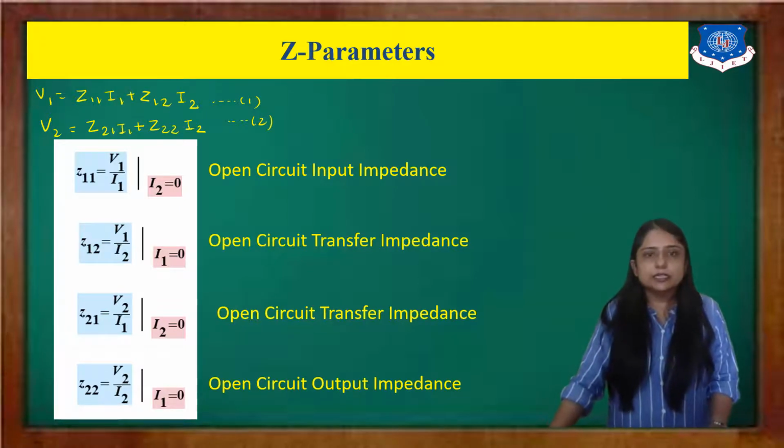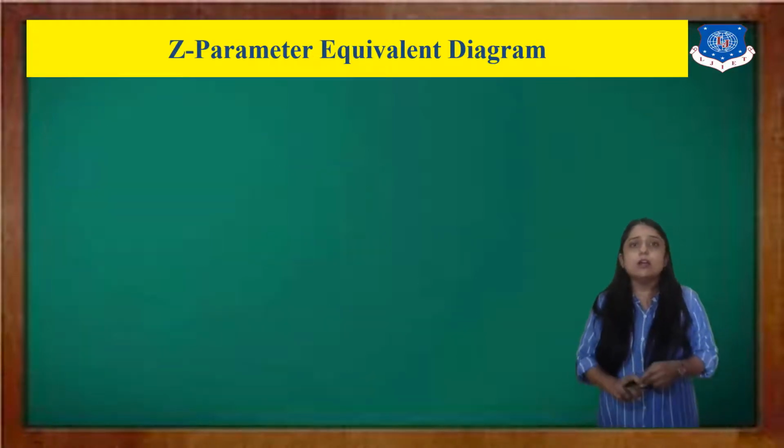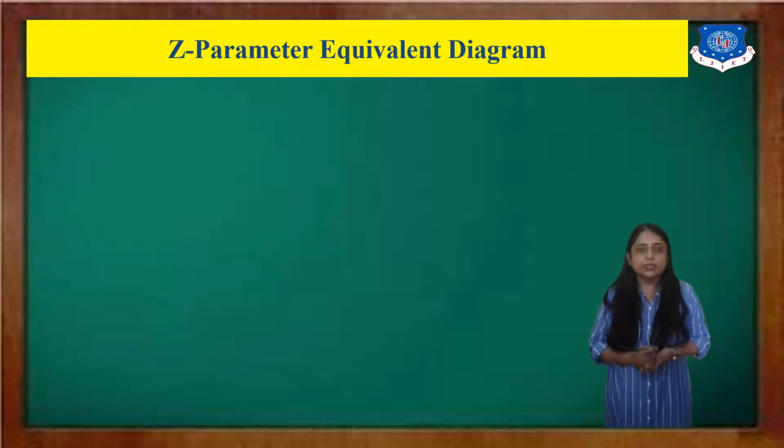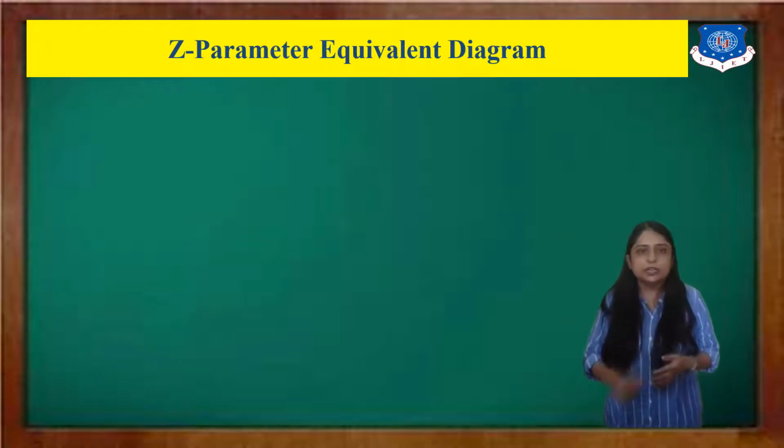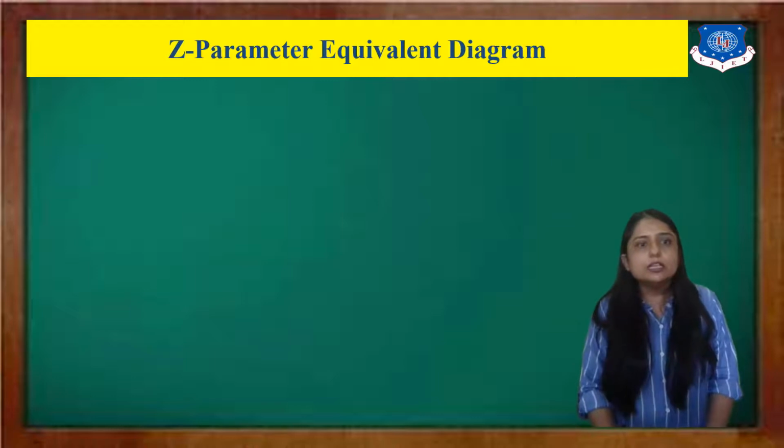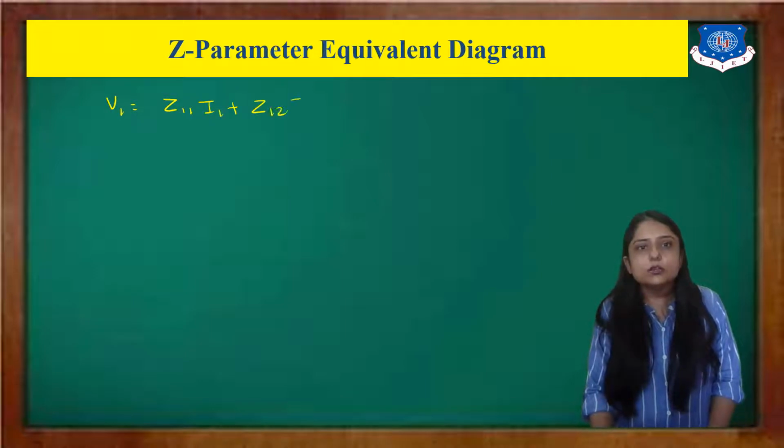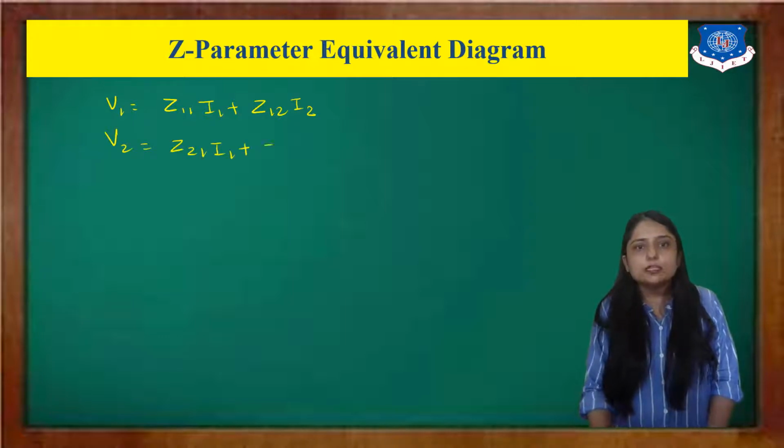Now next we will see how I can write the equivalent diagram. How I can draw the equivalent diagram of this Z parameter. See, before that we will just write our equation, that is V1 equal to Z11 into I1 plus Z12 into I2, and V2 equal to Z21 into I1 plus Z22 into I2.